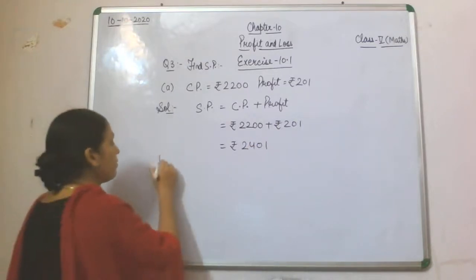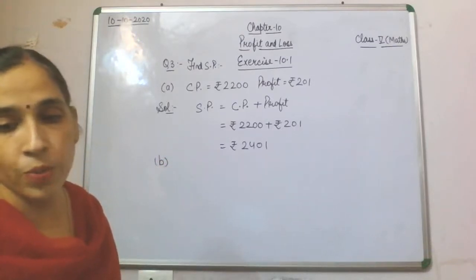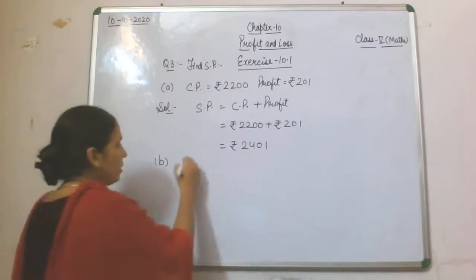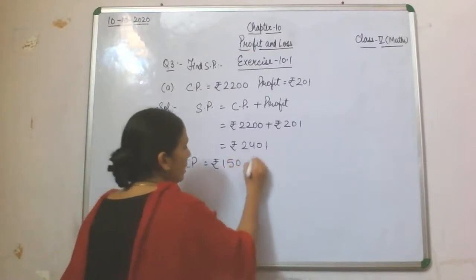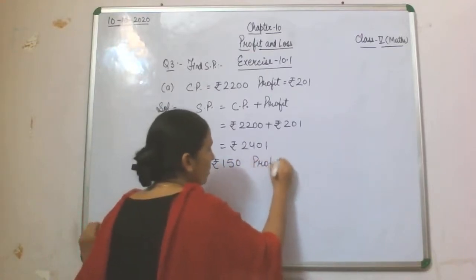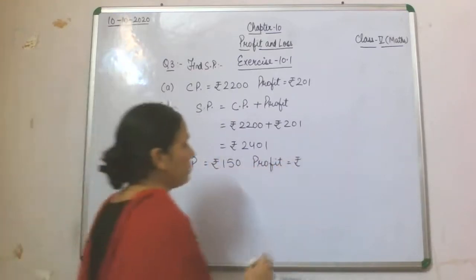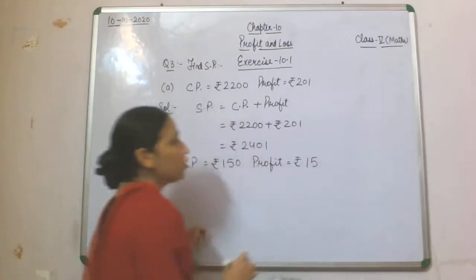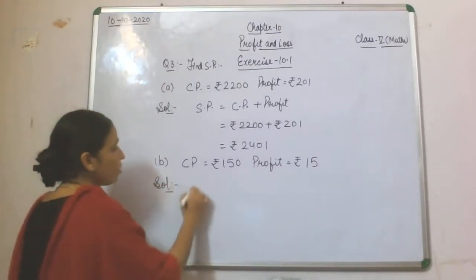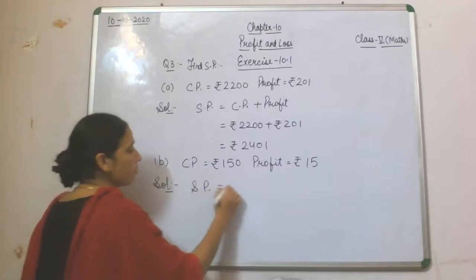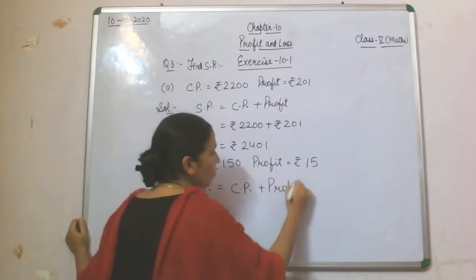Let's take B part. In B part, what is given to you? Cost price is rupees 150, and here the profit is rupees 15. Again, the formula is the same. So what is the formula of selling price? When cost price and profit are given, selling price is equal to cost price plus profit.